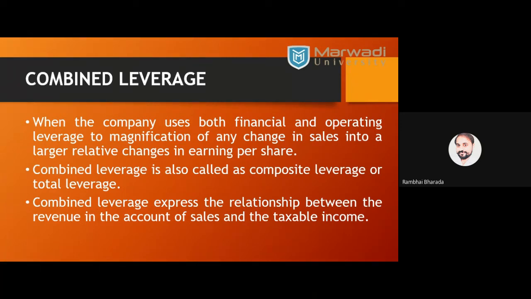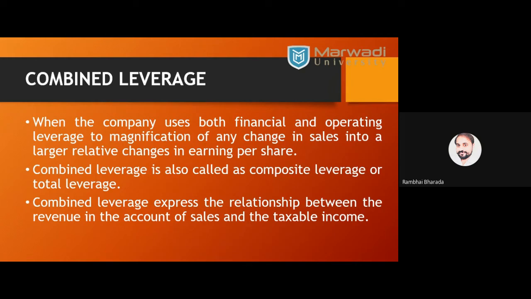When a company uses both financial and operating leverage to magnify the changes in sales into larger relative changes in earnings per share. So when a company uses operating leverage and financial leverage both, we can say that the company has combined leverage. Combined leverage represents the combination of operating leverage and financial leverage.